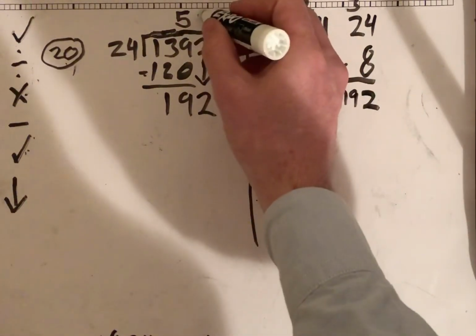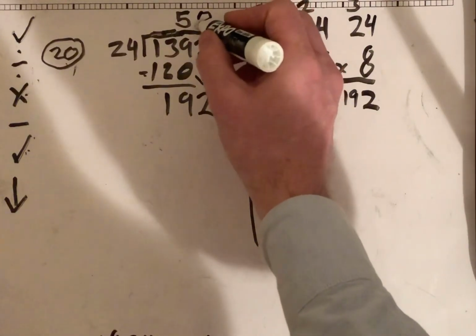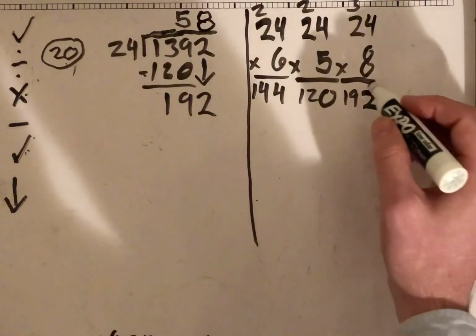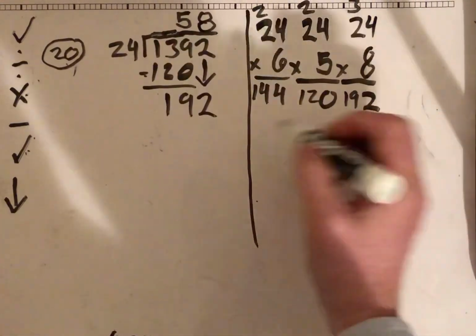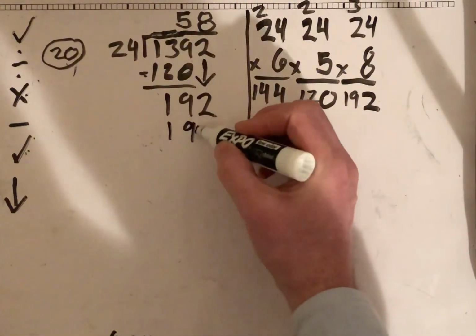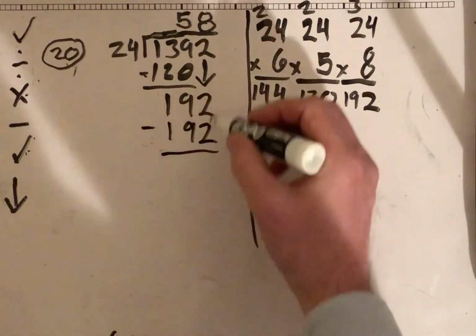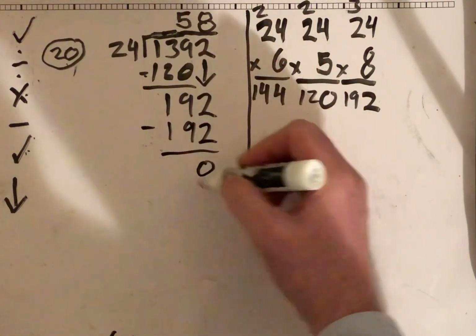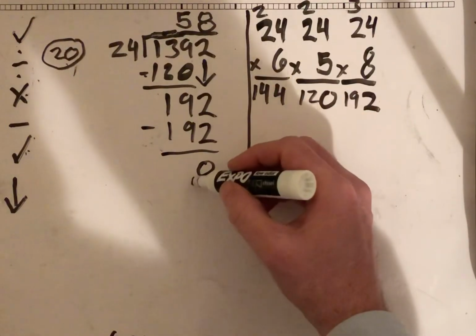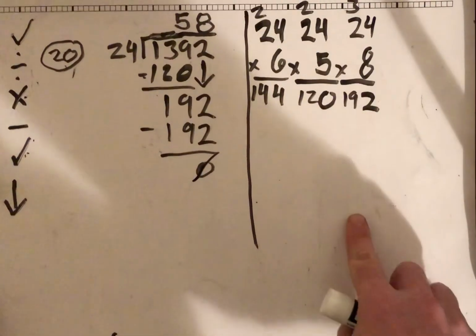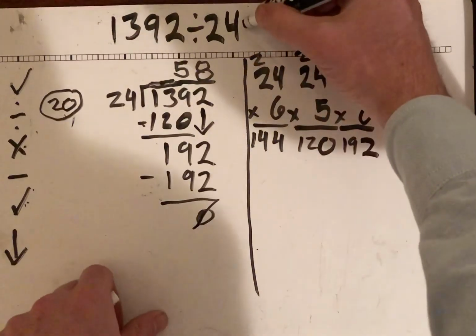So I know this time the estimate got me the correct thing. So I can say 8 times 24, well, I already did the work. That's 192. 192 minus 192 is 0. I can check 24 does not fit into 0. There's nothing more to bring down, so I am done. And up here, I can put in my quotient, 58.